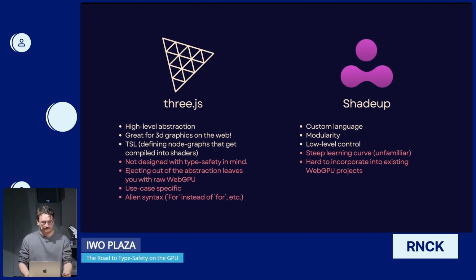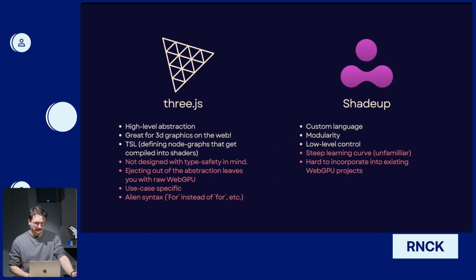So the problem is, Three.js came out before TypeScript, so it's not really designed with type safety in mind. It's hard to do that retroactively. And it is use case specific. It's geared towards graphics. So if you want to do anything else with a GPU, it's probably best to use something else. So if you're starting with a graphics thing and you want to add some AI inference, well, then you have to use another framework and merge them together somehow, and it becomes a little complicated. So yeah, that's not the best solution.